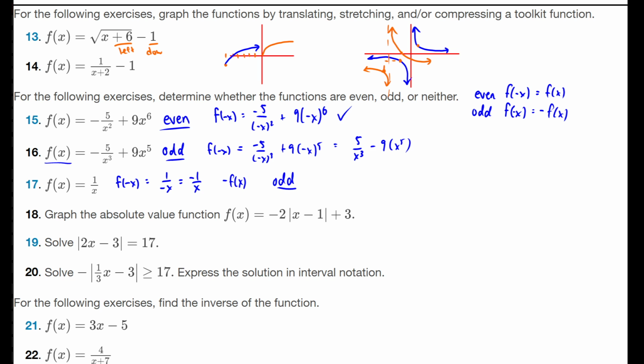So this is going to be odd, but this will not be even because our function here is not the same thing as our original function. So even, odd, and odd.